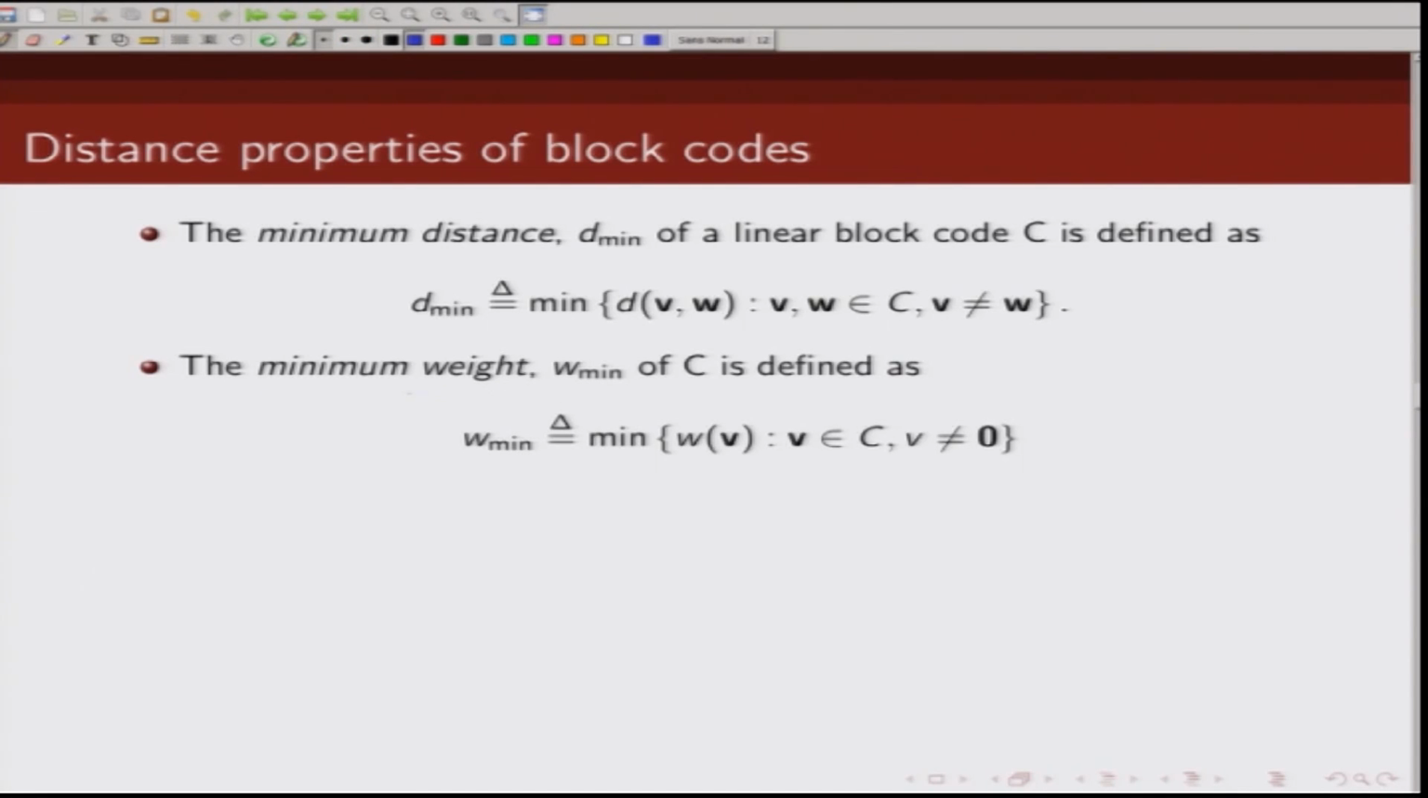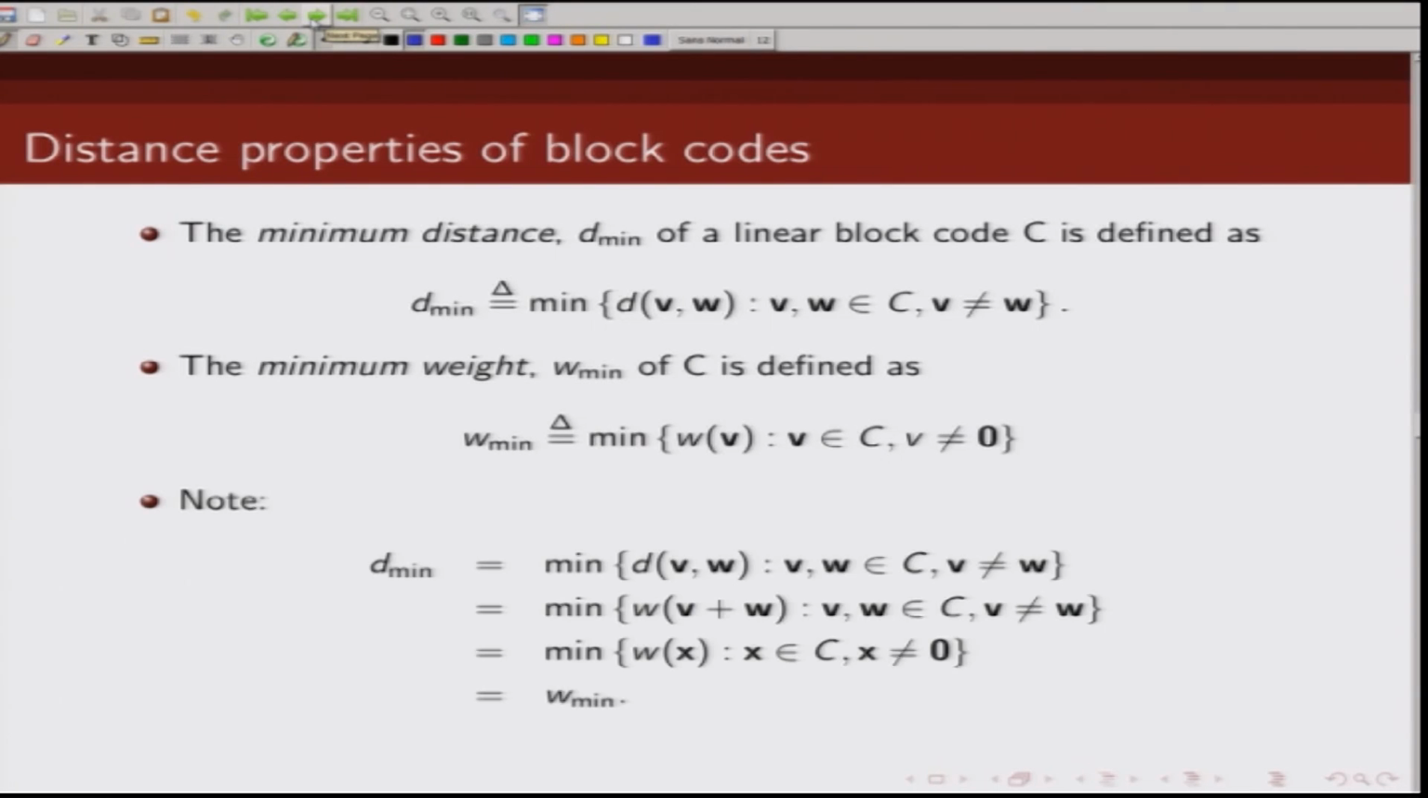Similarly, we will define the minimum weight of a code. The minimum weight of a code is defined as the minimum Hamming weight of a non-zero code word v belonging to this linear block code C. It is easy to show that the minimum distance of a code is nothing but the minimum weight of a non-zero code word of a linear block code. So, let us see how we can show this.